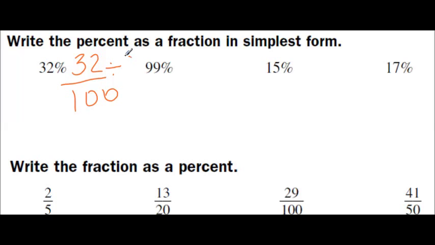Now to simplify, I want to divide both numbers by the same thing. Well, I tried 8, but 8 will not go into 100. So then I moved down to 4. 32 is divisible by 4, and it's 8.